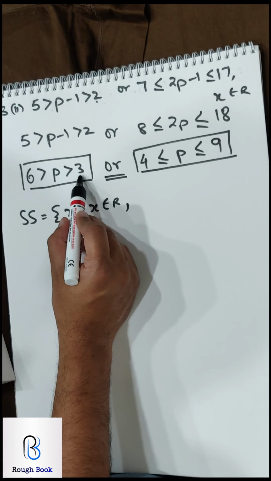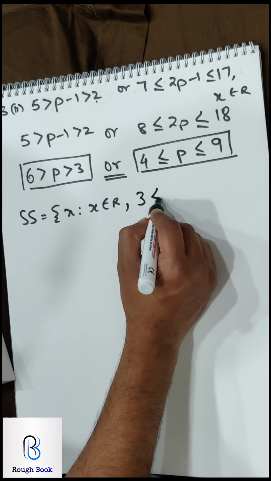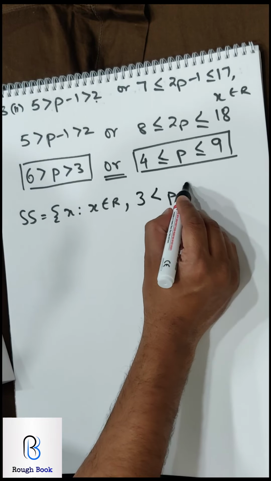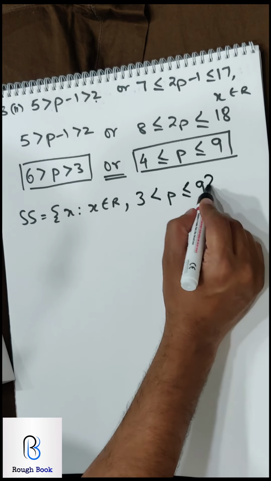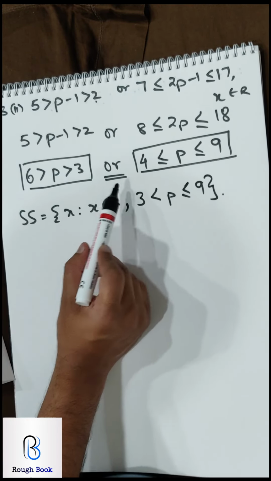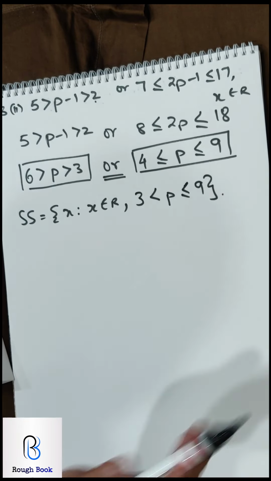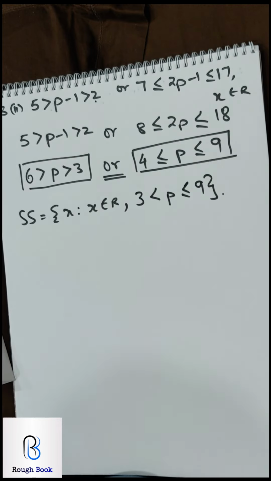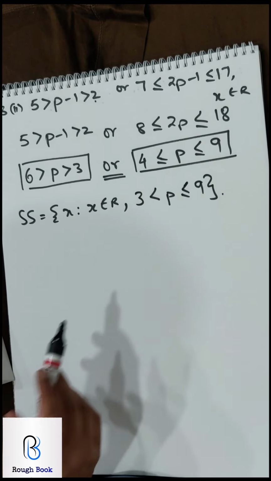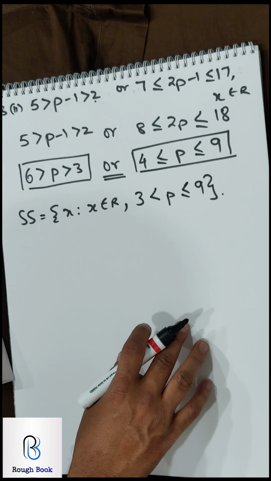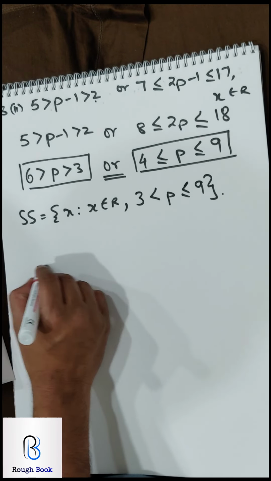So in this case, 3 seems to be the lowest number, and the highest number seems to be 9. I repeat, when it is or, take the extremes, the lowest and the highest number. And when it is and, there is a different technique. I will explain that to you. So right now you're just expected to write the solution set and then graph the number line as well.